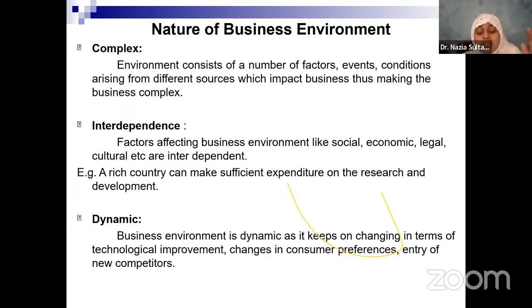Then the business environment is very dynamic. Changes keep happening, improvements keep happening. People keep entering and exiting the market. Technology changes keep happening. There is so much investment happening in research and development, and new innovative products keep coming. Old products are being redesigned with innovative features. So you cannot say that the environment is static.